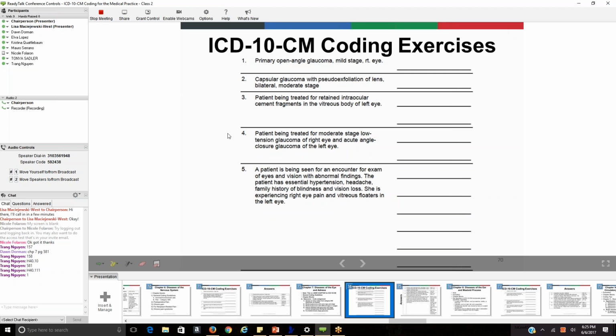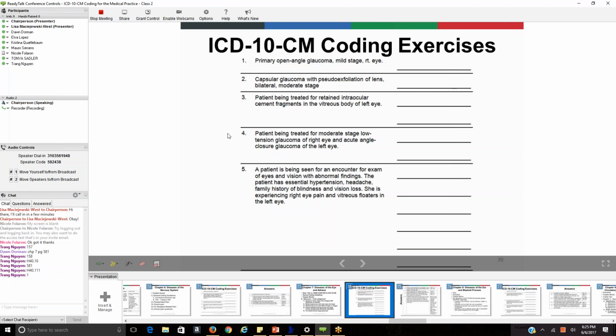That one is going to be in, okay, so if you look at the bottom of 157, it says glaucoma capsular with pseudoexfoliation of lens. Okay, that's perfect. And then it says C glaucoma open angle primary capsular. So now we have to go to 158. We have to go open angle primary capsular with pseudoexfoliation of lens H40.14. And again, we have a checkbox.